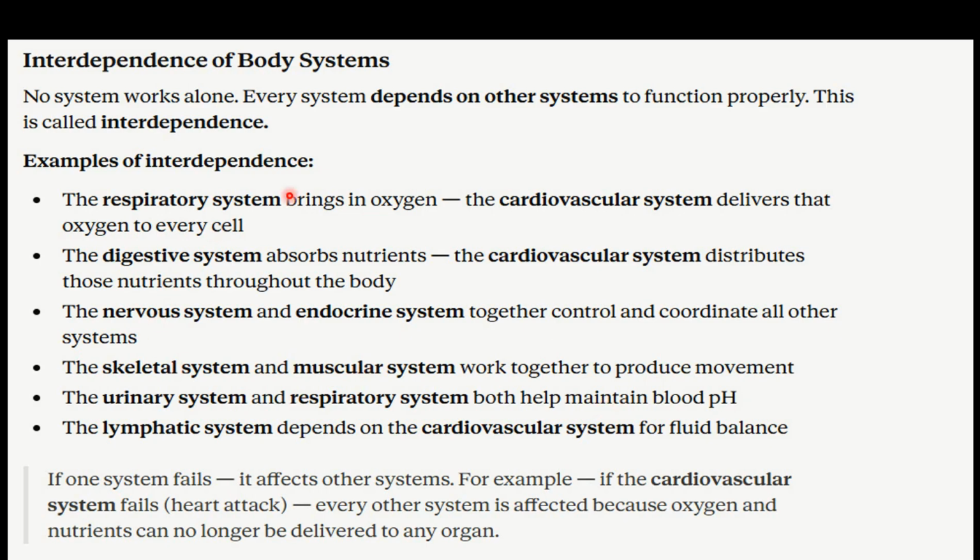Okay, so we can say every system is connected with each other to work properly. So we can clearly conclude that if one system fails, it affects other systems. For example, if the cardiovascular system fails, which is a heart attack, then every other system is affected, because oxygen and nutrition can no longer be delivered to any organ. Okay, so this is a very important thing.